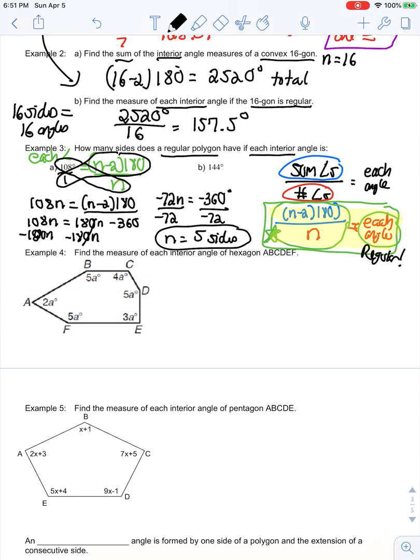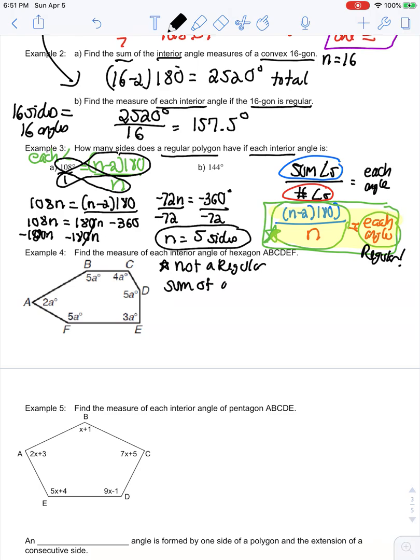One of our last examples is the measure of the interior angles in this hexagon. We want to find the measure of each of these interior angles. Now, I first want you to note that it is not a regular hexagon, meaning that the angles are not all the same.